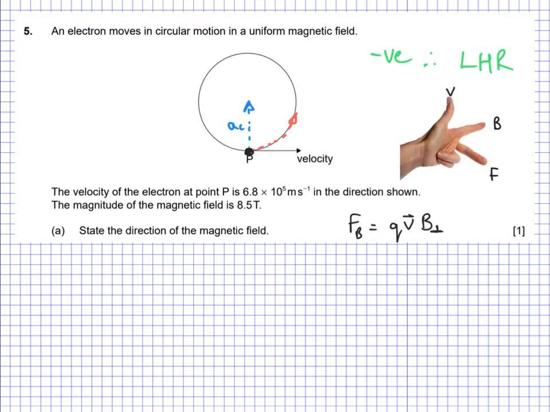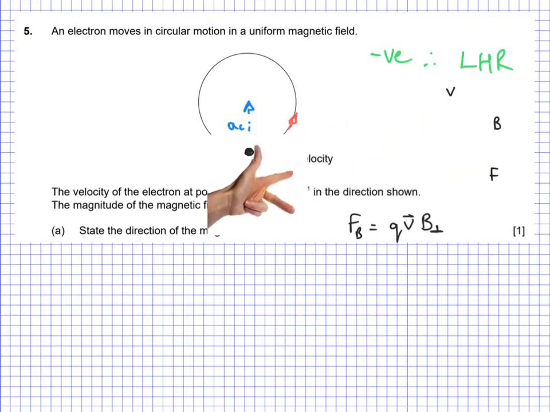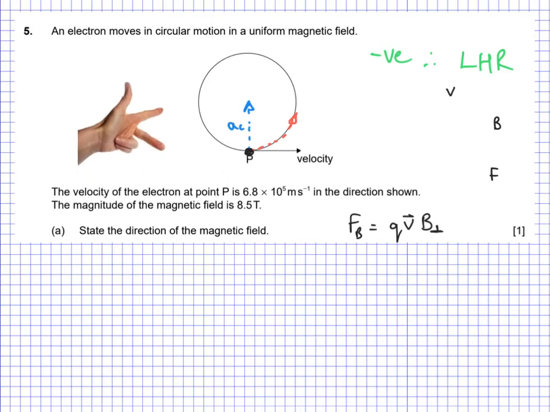Okay, so let's move our hand around and see if we can position it in such a way that it aligns with the velocity given and the force. Remembering that the force is going to be going to the center. It's going to be in here. This is going to be the force centripetal to the middle.